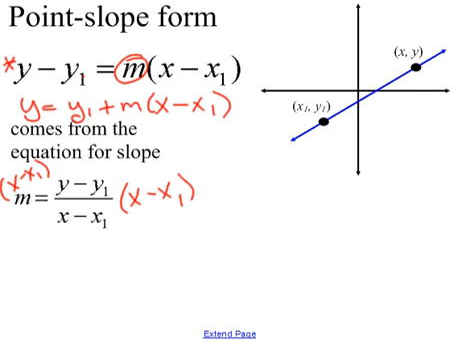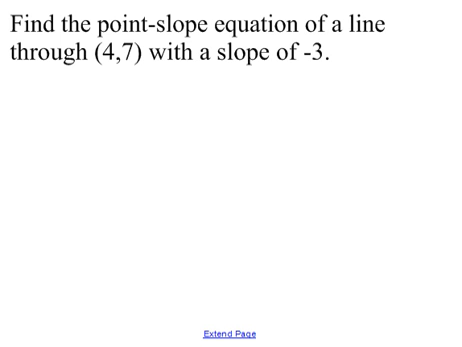X1, y1 is just some random point given on the line, which is a little bit nicer than slope-intercept form because you had to be given the y-intercept, otherwise you had to do some algebra. So that's why you're going to find point slope form to be the form of choice. All right, let's look at our first example here.